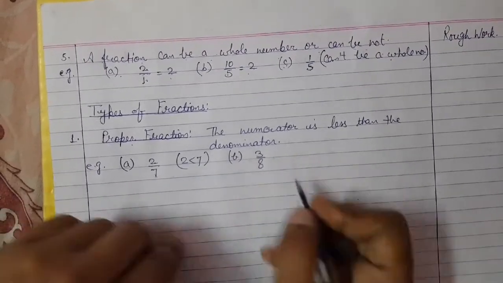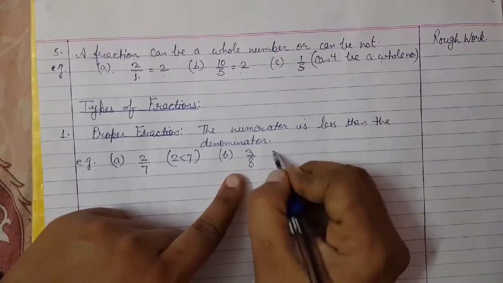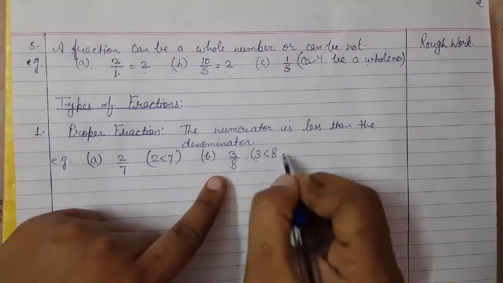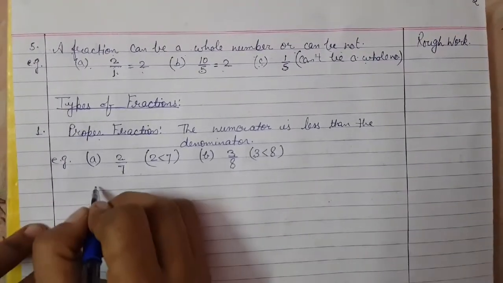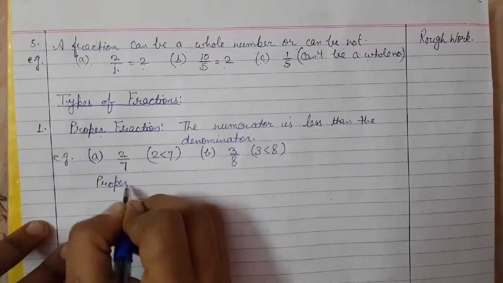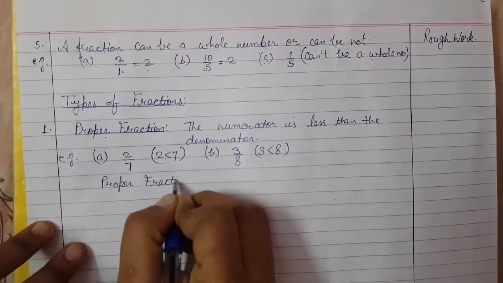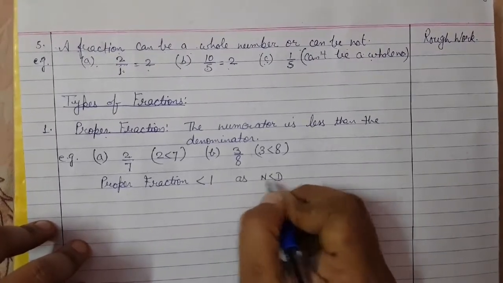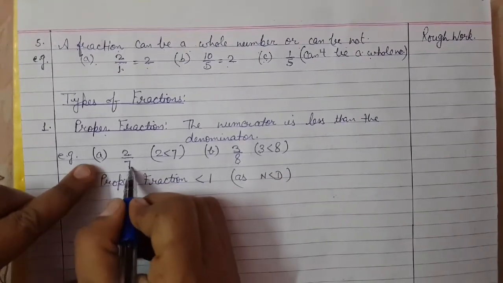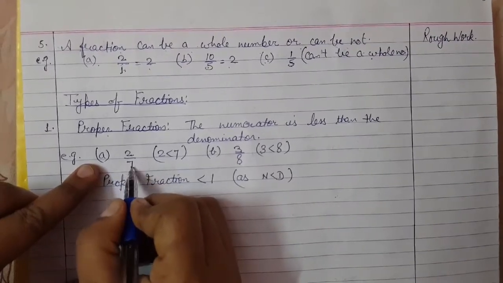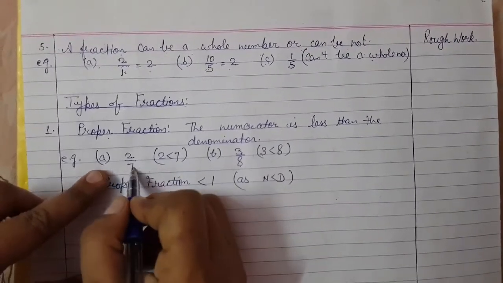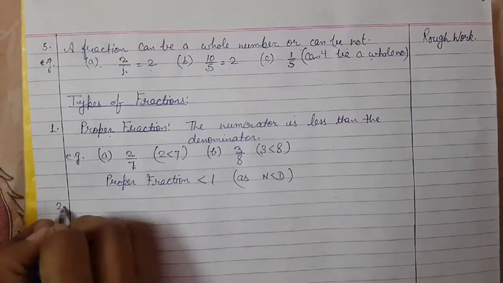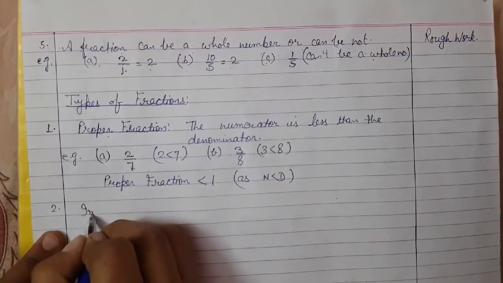Again, 3 upon 8. 3 is numerator, 8 is denominator, and 3 is less than 8, means numerator is less than the denominator, hence it is also a proper fraction. The value of a proper fraction is always less than 1 as numerator is less than the denominator. Numerator is always less than the denominator means dividend is always less than the divisor. We cannot divide it, we cannot get a whole number in its quotient, hence the value is always less than 1.